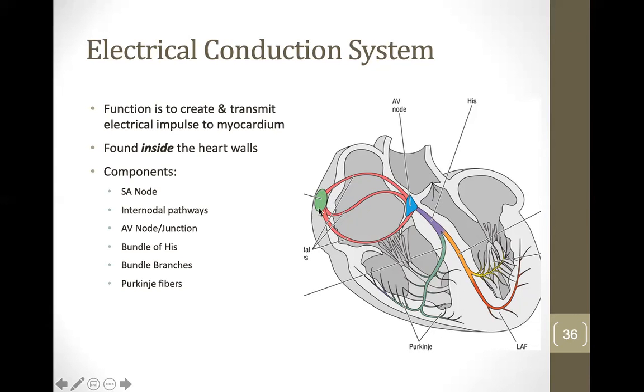the SA node. We have these pink colored internodal pathways traveling through the atria. They come together at what's called the atrioventricular node or atrioventricular junction. Then it travels down through the bundle of His, which is outlined in the purple here, named after Dr. His. And then it goes through the bundle branches and ultimately into these fibers here called the Purkinje fibers.